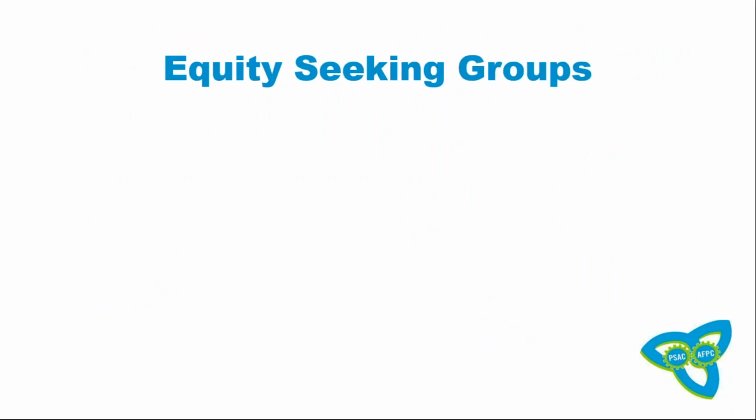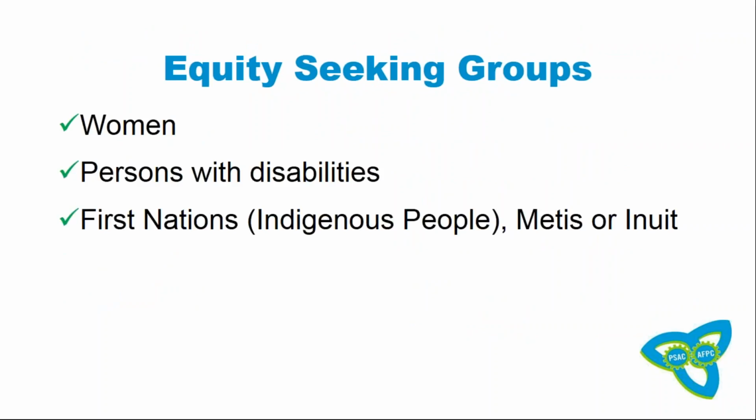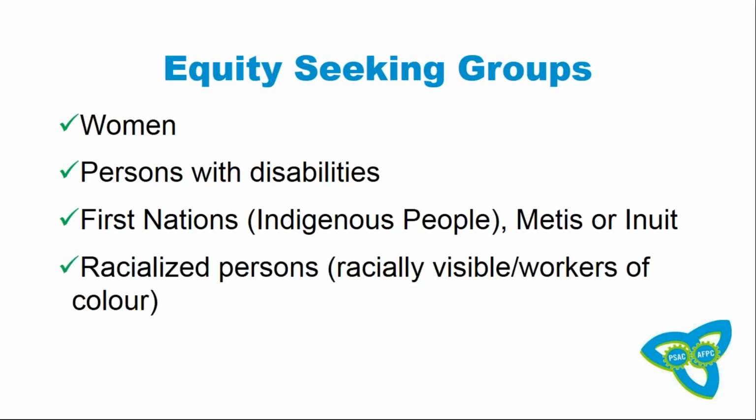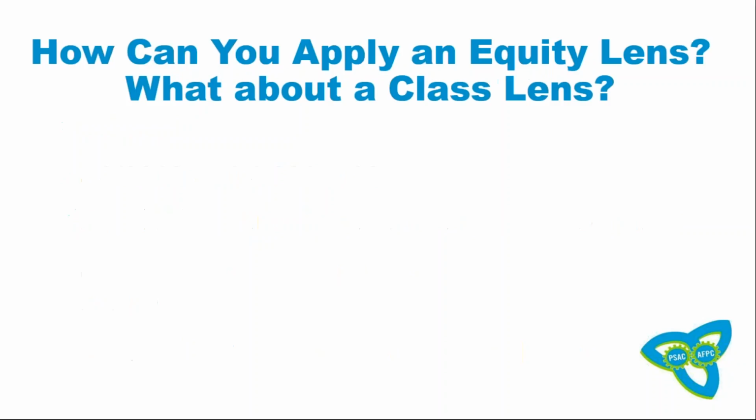So the following are equity-seeking groups covered by human rights legislation: women, persons with disabilities, First Nations or Indigenous people, Métis or Inuit, racialized persons or racially visible or workers of color, gay, lesbian, bisexual, two-spirited, queer, and trans persons. In addition, we also tend to recognize in the PSAC young workers as an equity-seeking group as well.